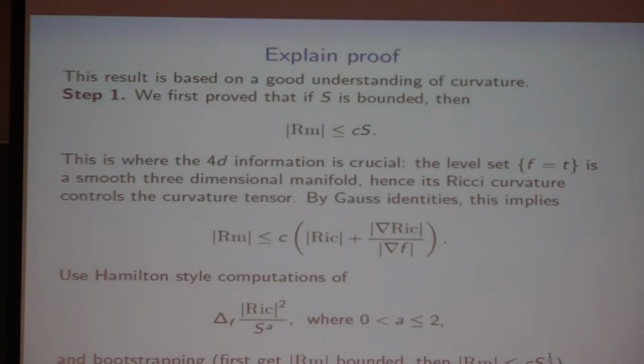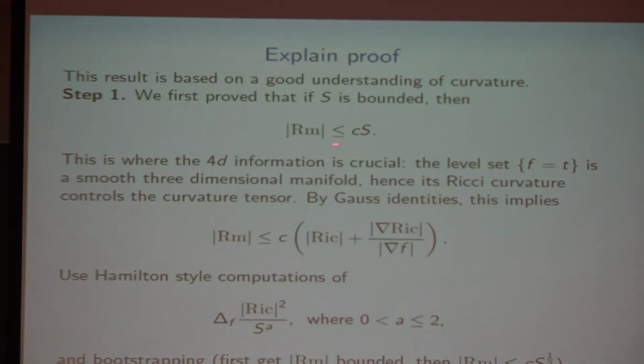So step 1, which was detailed in the second lecture of the mini course of the workshop, was that if S is bounded, where S is scalar curvature, then Riemann is also bounded by scalar. So C here is not a universal constant. It depends on the upper bound of scalar. Of course, ideally you would like to get a universal constant, but the proof doesn't give us that.